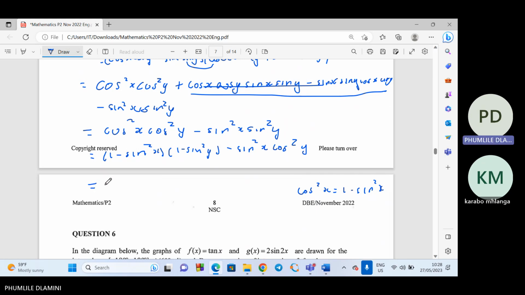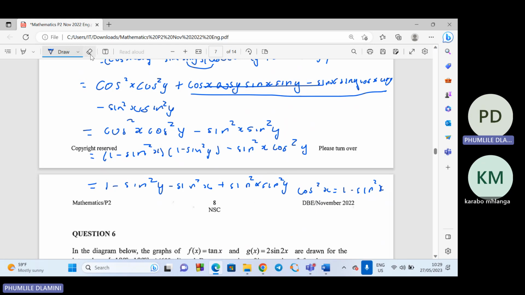Then now we can multiply back this one. 1 times 1 is going to give you 1. 1 times minus sin squared y is going to be minus sin squared y. And then you come to this one: minus sin squared x times 1 is going to be minus sin squared x. Minus times this one is going to be plus sin squared x sin squared y. They are x and y, they are not the same.